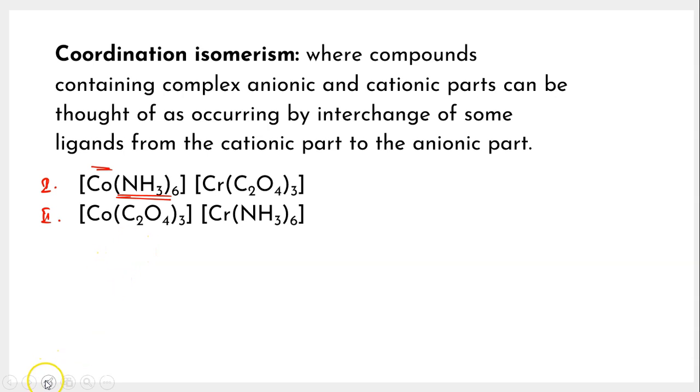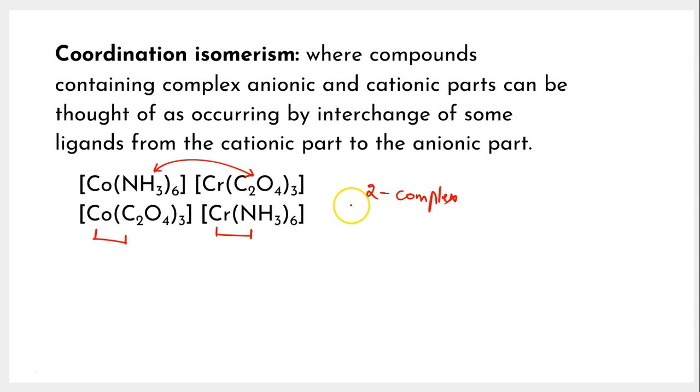So what you must have been doing over here, you just have interexchanged the position of ligands between these two complexes. What did you do here? You just have brought ammonia to the place of oxalate and vice versa. As a result of which, the combination of the central atom and the ligands have been changed. This kind of isomerism, in which you consider two complexes and you interexchange the position of the ligands in both the complexes, is called coordination isomerism.